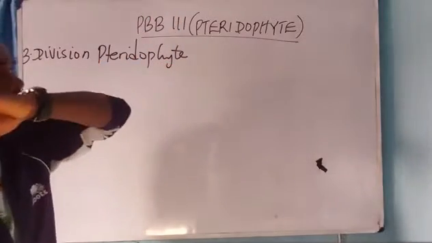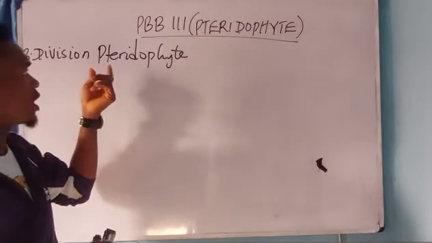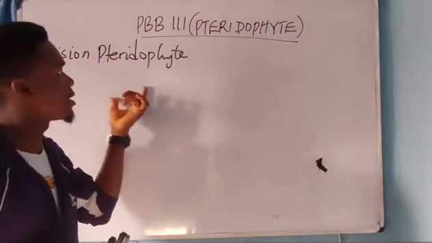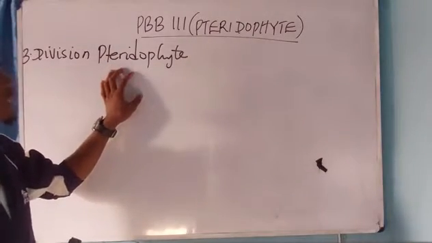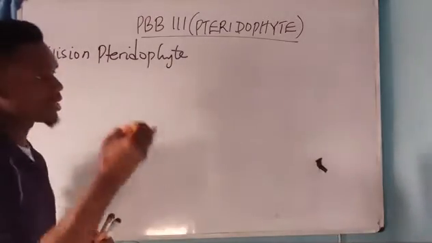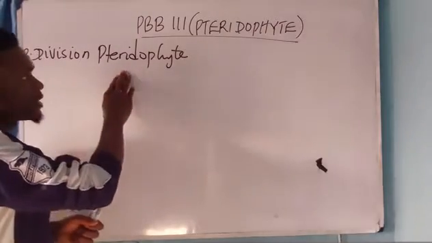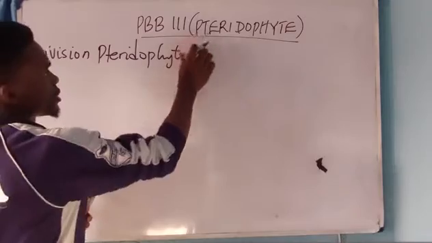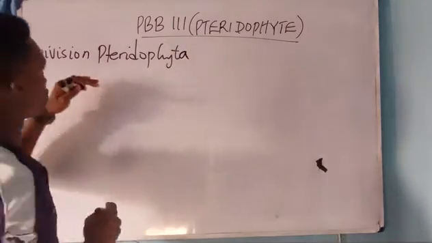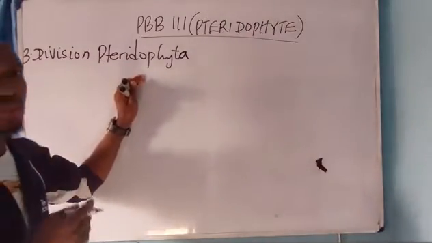Now, under those seedless plants, you have four divisions: the Equisetophyta, the Psilotophyta, the Lycopodiophyta, and the Pteridophyta. These are the four divisions that we have. I said before that we treated two. Now we are treating the last two divisions, which are division Pteridophyta and division Equisetophyta.